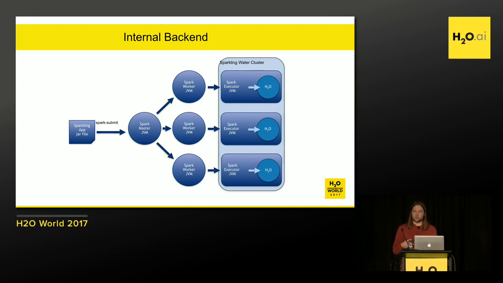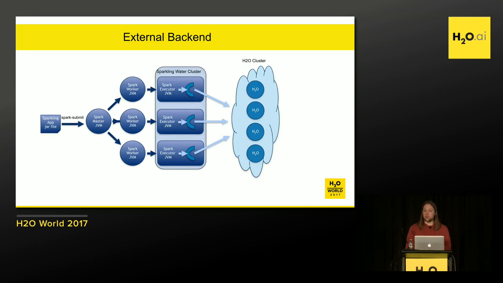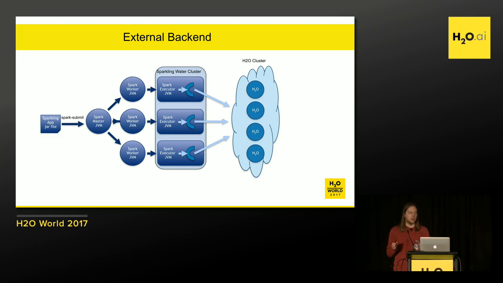It's just when you call H2O context get or create, it will start H2O inside of Spark. It's easy peasy to start. And we have an external backend, which is a little bit more complicated to set up, but we provide some nice wrappers on Yarn, so you don't need to do much. We need to spin up a separate H2O cluster, and we just connect to it from Spark.